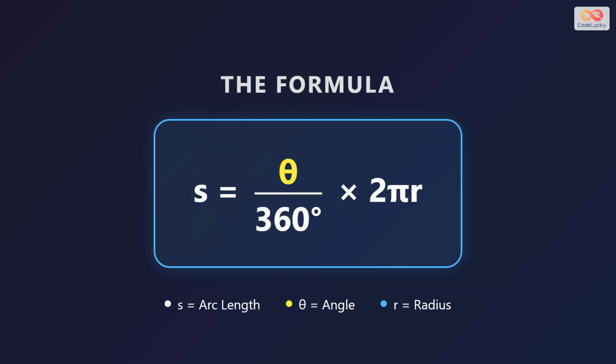Putting it all together, we get the official formula. S equals theta over 360 degrees times 2 pi r. This calculates exactly how long the curved path is for any given angle.